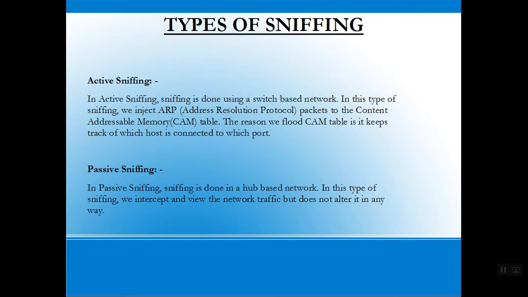Types of sniffing. There are two types of sniffing, active sniffing and passive sniffing. In active sniffing, sniffing is done using a switch-based network. In this type of sniffing, we inject ARP, or Address Resolution Protocol, packets into the content addressable memory, or CAM, table. The reason we do this is because we flood the CAM table, which keeps track of which host is connected to which port. Passive sniffing: in passive sniffing, sniffing is done in a hub-based network. In this type of sniffing, we intercept and view the network traffic but do not alter it in any way.